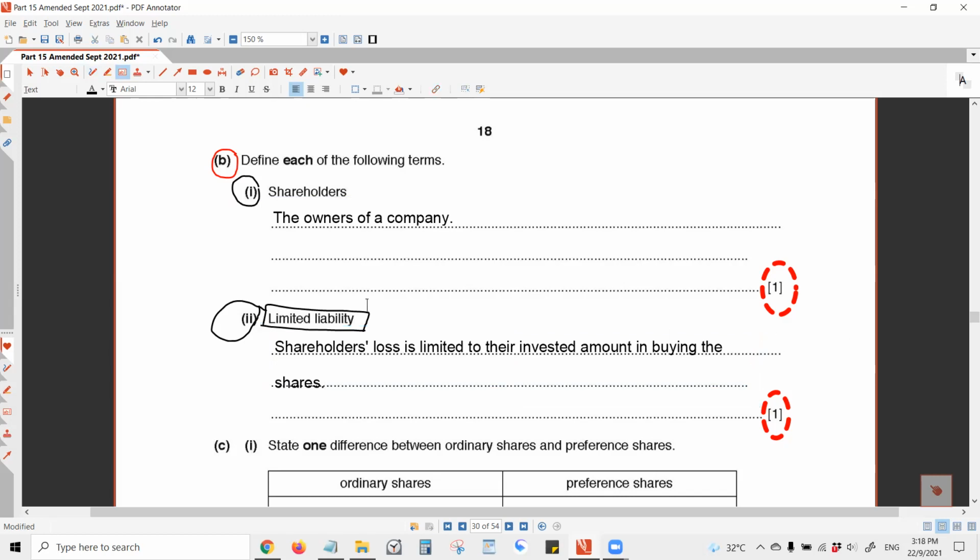Very simple. Limited liability means, for example, somebody known as Ali has bought 10 shares of a company. Maybe 10 shares of Apple company, Apple is a US company. Ali bought 10 shares of Apple, $100 each. That means Ali has spent a total of $1,000 to buy 10 shares of Apple. So this is the maximum loss to Ali.